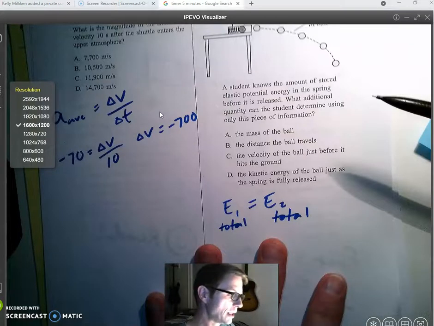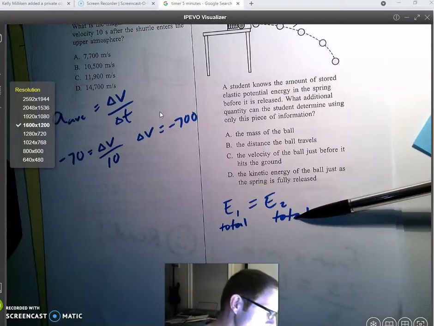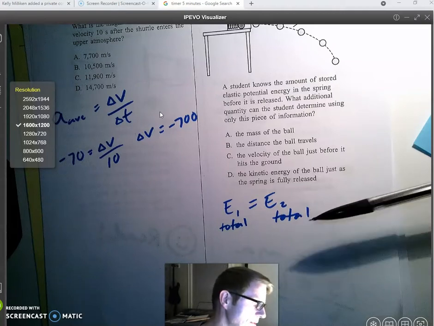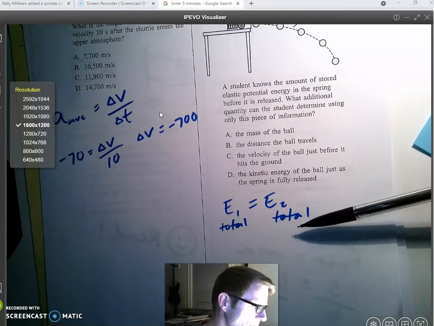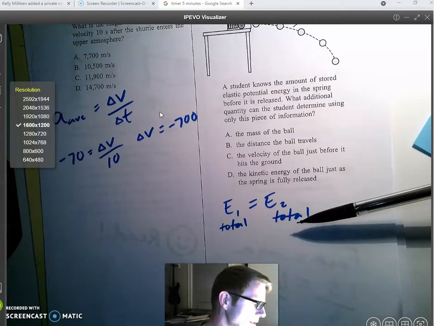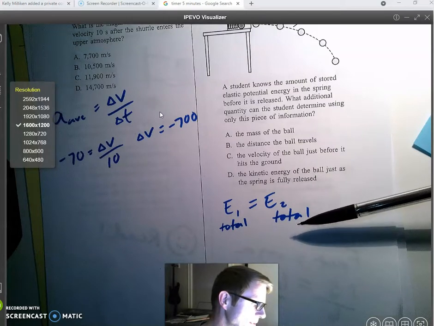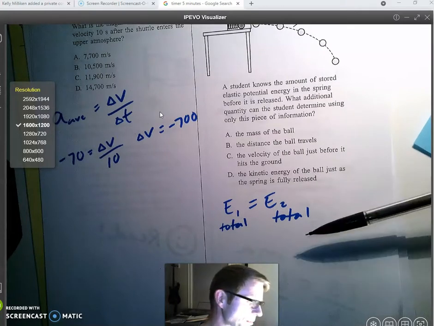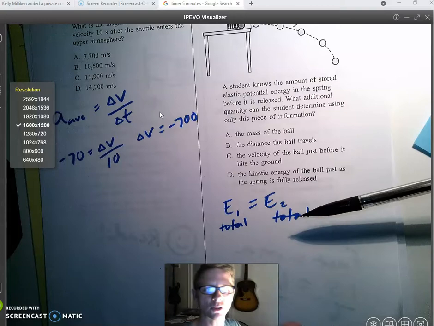Number 31. The total energy is going to remain the same. So the answer is D. Why? Because the elastic potential energy is going to become potential energy, which is then going to become all kinetic energy, so the total energy remains the same.